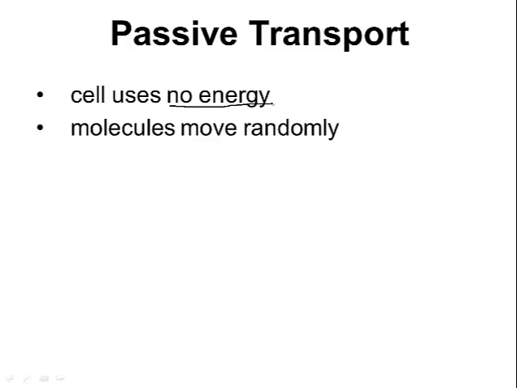The key to passive transport is that molecules move randomly, and molecules are always in constant motion. Their goal is to have as much room as possible to do this random movement. So with passive transport, they are moving themselves around so they can get as much room as possible to move around.